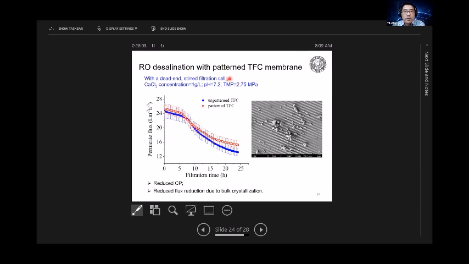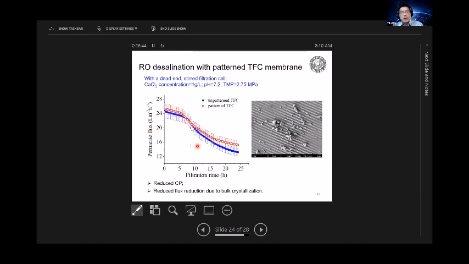So we did it at a smaller size, but even with the stirred filtration cell, the hydrodynamics is not ideal compared to the previous slides, which I showed on the true cross flow. But you can still see in the unpatterned membranes the concentration polarization, the flux decline, and then salt precipitation that causes a flux reduction. The patterned membrane can reduce concentration polarization a little bit, and it essentially reduces the salt precipitates on the membrane surfaces. Okay.